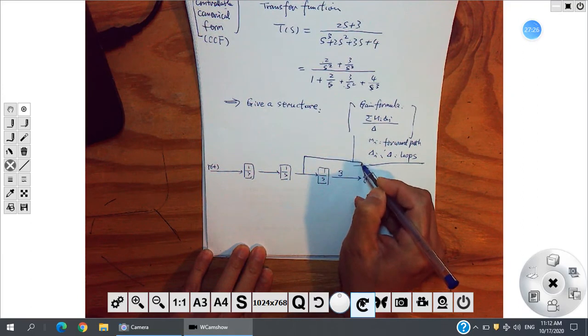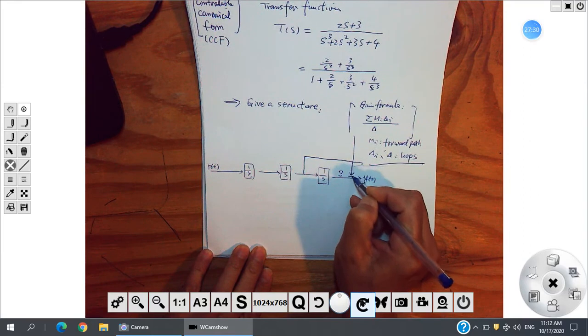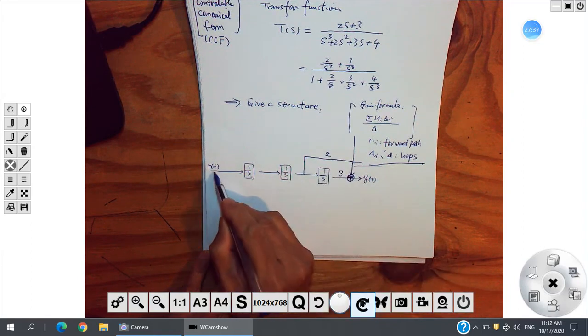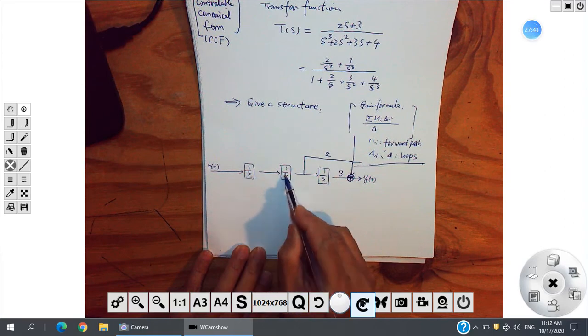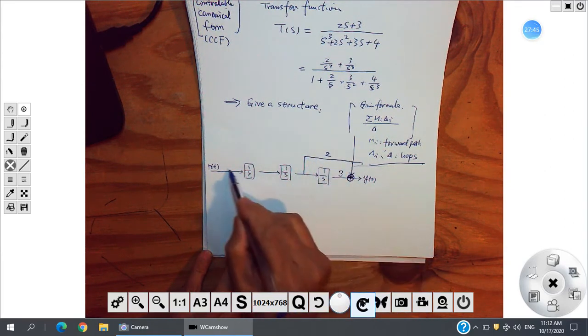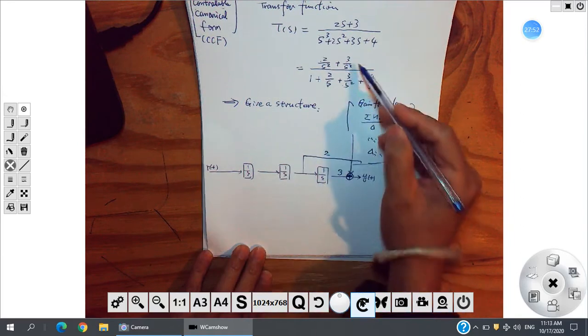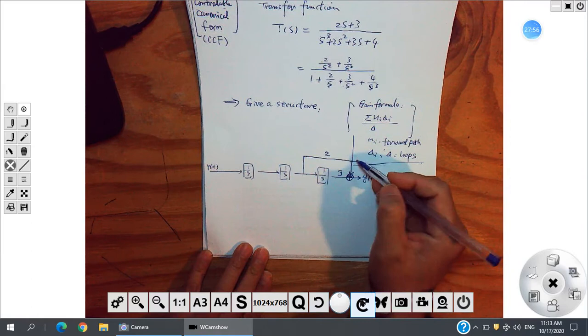We go to here. Alright, I need a summation, and I put 2 here. So this second path starts with r, goes through 2 of 1 over s, with the 2, then goes to y. Along this path, the gain is just 2 over s squared. The first path is 3 over s cubed. Okay, they are the numerator, they are good.